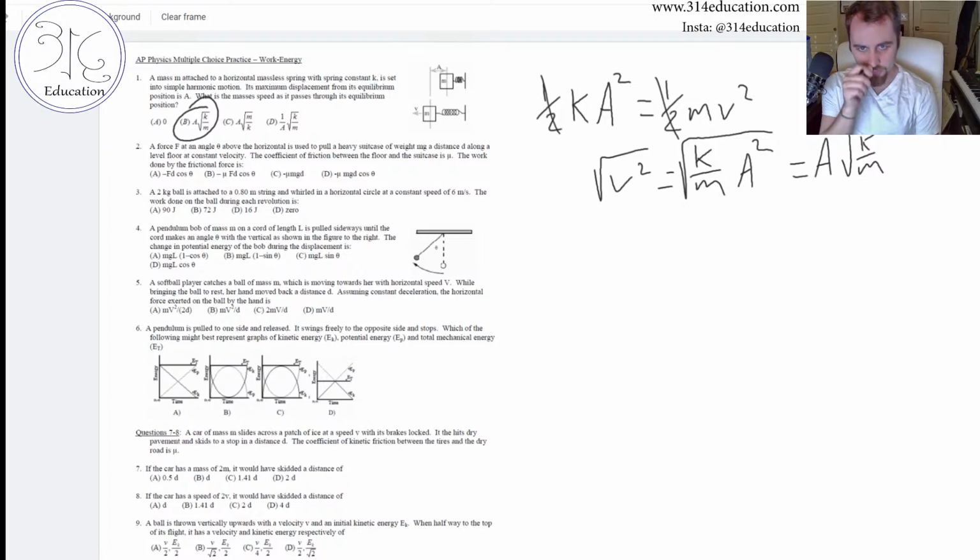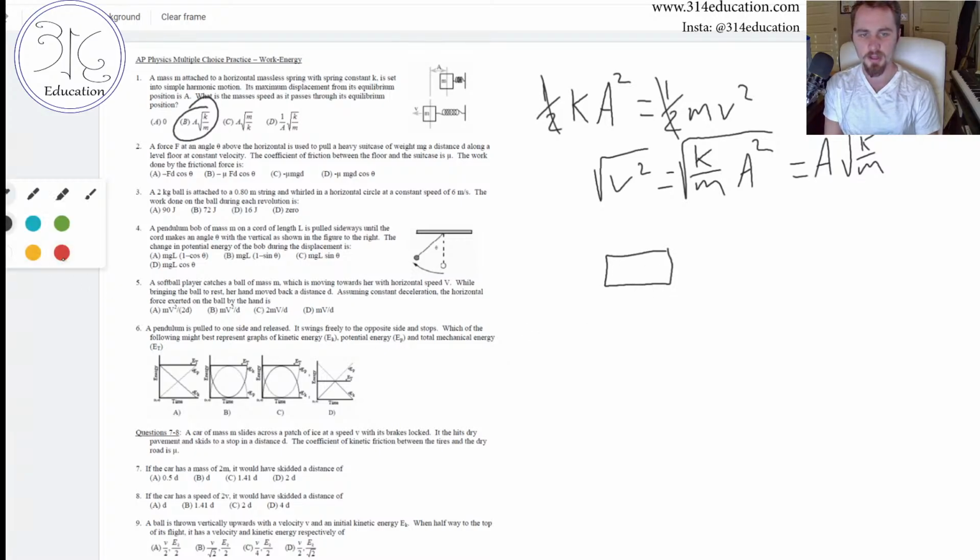Next, we've got force F at some angle theta above the horizontal used to pull a heavy suitcase of weight mg a distance of d along a level floor at constant velocity. The coefficient of friction between the floor and the suitcase is mu, so the work done by the frictional force is going to be best described as which one of these. So we've got an object, and we're lifting it up at an angle.